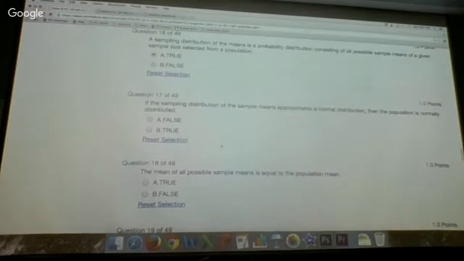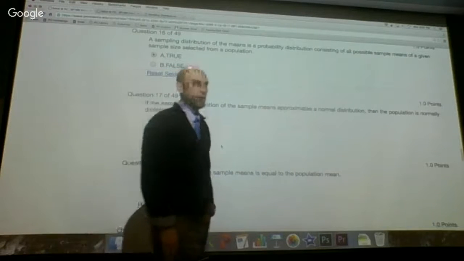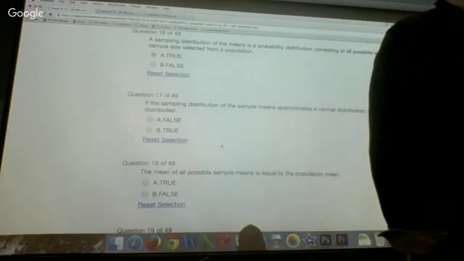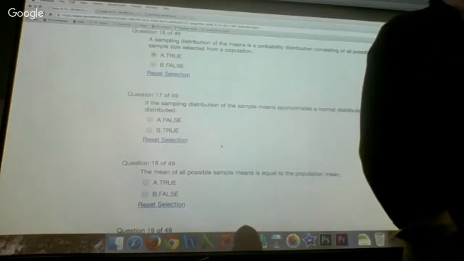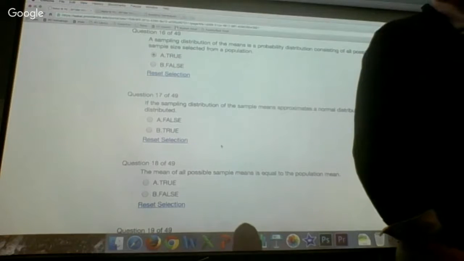17. If the sampling distribution of the sample means approximates a normal distribution, then the population is normally distributed. Let's see how your injections, bijections, and conjectures go here. James? I think it's false because central limit theorem says that the sampling distribution is going to be normal regardless of whether it's positively skewed, negatively skewed, or normally distributed.